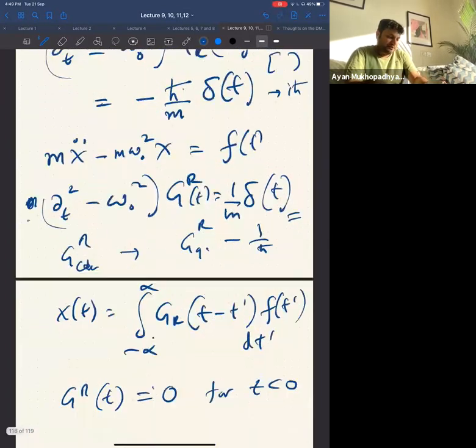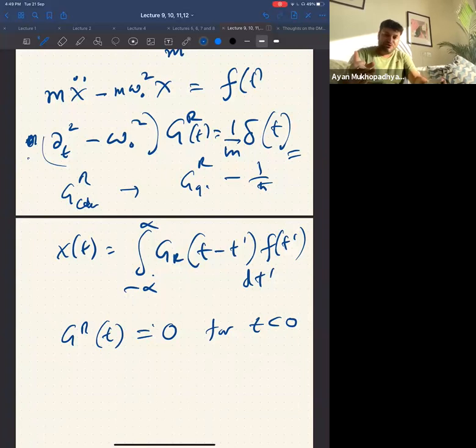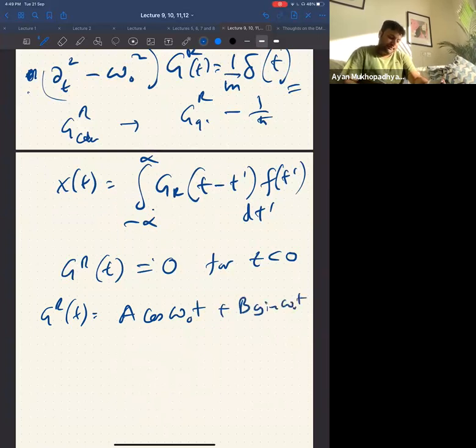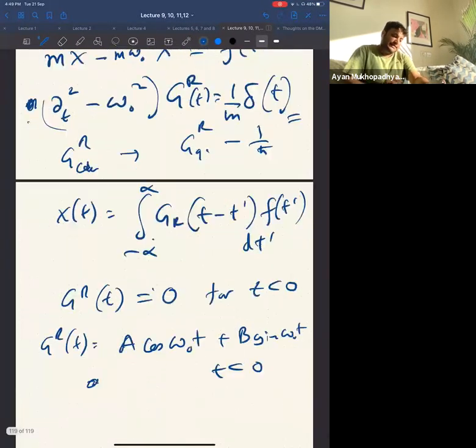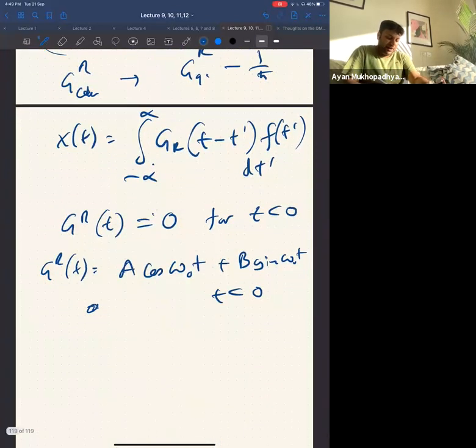Firstly, you can write a general solution of this as a superposition of cos and sine, right? Suppose I want to solve this equation. How should I do it? I will write G_R(t) as A cos omega naught t plus B sine omega naught t for t less than 0. And because there's a delta function here, I have to be careful. So I will have some A prime cos omega naught t plus B prime sine omega naught t for t greater than 0.